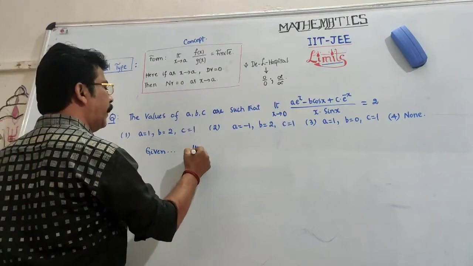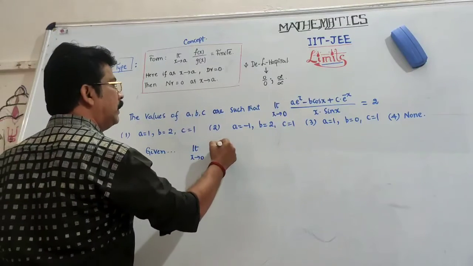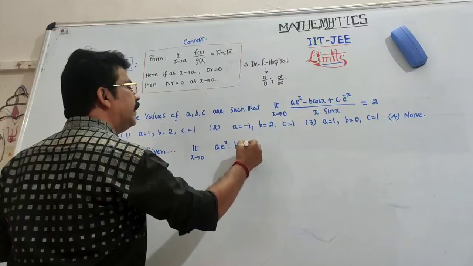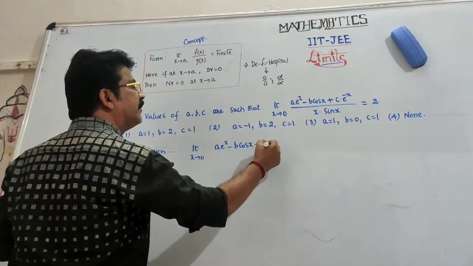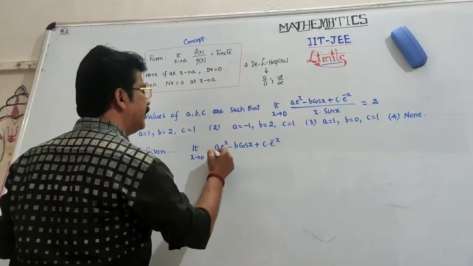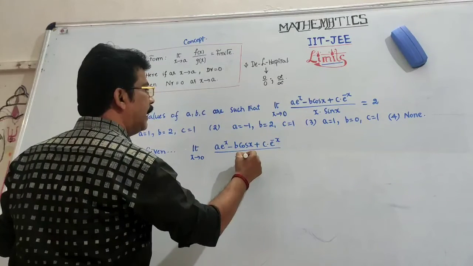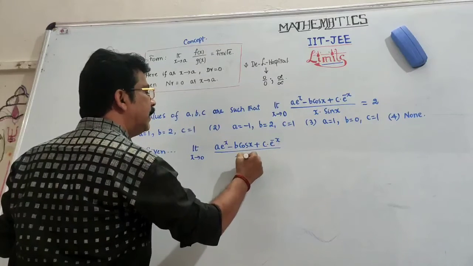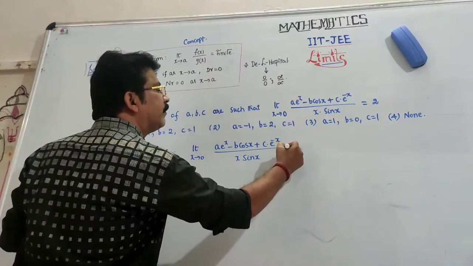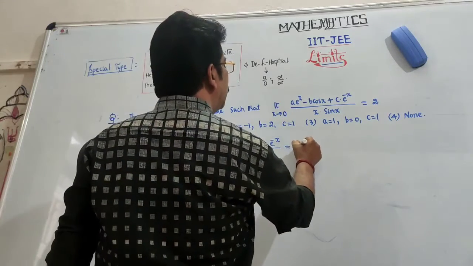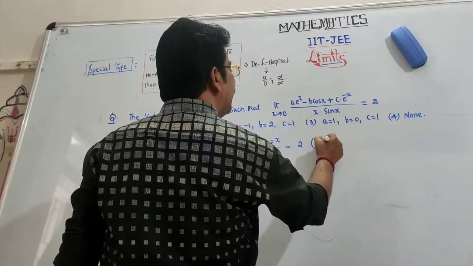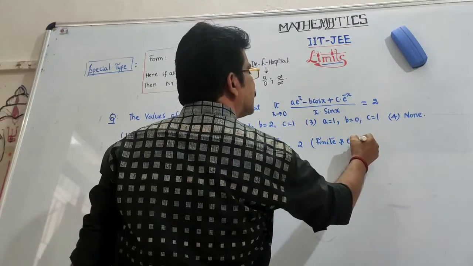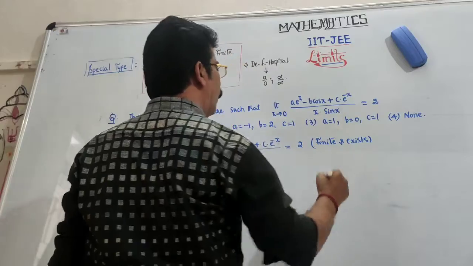Limit x tends to 0, (a e power x minus b cos x plus c e power minus x) divided by x into sin x. The given denominator is x into sin x. Of course, that is equal to 2. 2 means what? It is a finite value. Finite and exists. Remember.